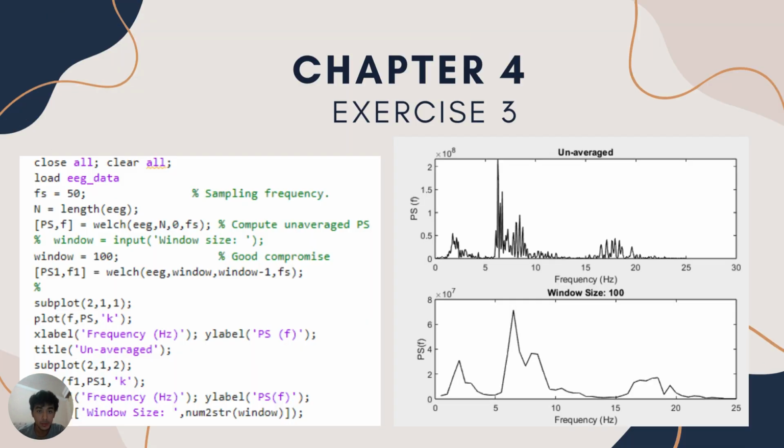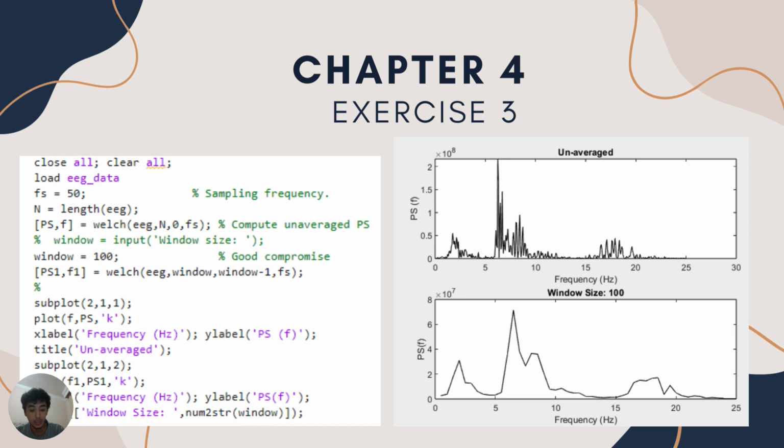Then for chapter 4, I decided to do exercise 15 and in this case, the signal is sampled at 50 hertz. And I had to compute an average PSD using the entire signal length for spectral estimation. Also applying the Welch method. And as we can see in the code, the window size is set to 100 samples. And the overlap ensures smoother results by maximizing data usage.